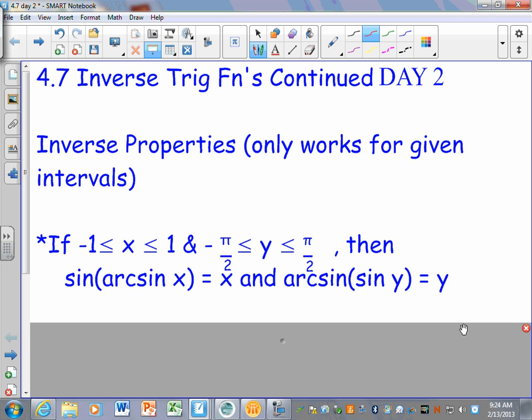Here's the big important thing. If you're not using these intervals, then these properties don't apply. But it should make sense to you that if sine and arcsine are inverses of each other, if you take the sine of arcsine of x, do you agree that normally inverses undo each other and you just get x back? And the same thing if you switch it around, if you take the arcsine of sine of y, then you would get y back.